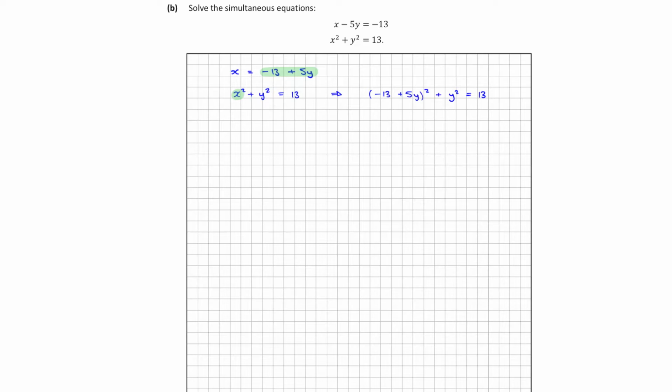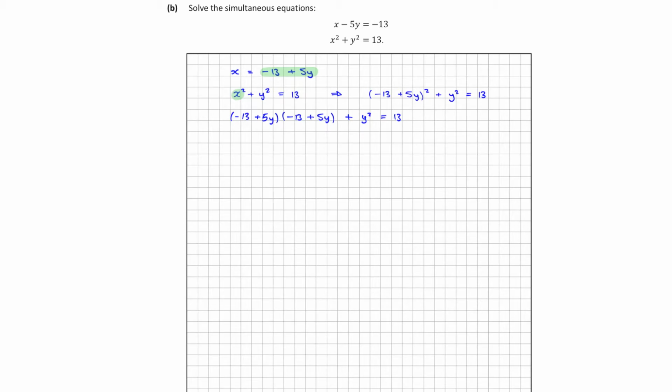Okay, so I haven't actually changed anything. Everything has the same value. I've just written it differently, and the reason why is because now I can deal with all the y's and I can form a quadratic and solve the quadratic to get a value for y. Okay, so let's expand that. So negative 13 plus 5y all to be squared is the same as saying negative 13 plus 5y times negative 13 plus 5y, plus y squared is equal to 13.